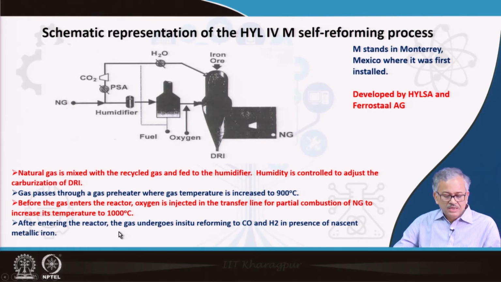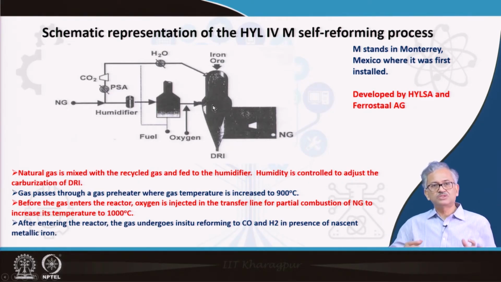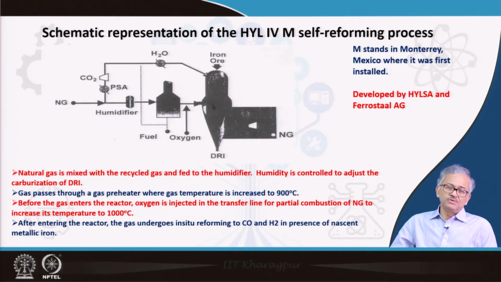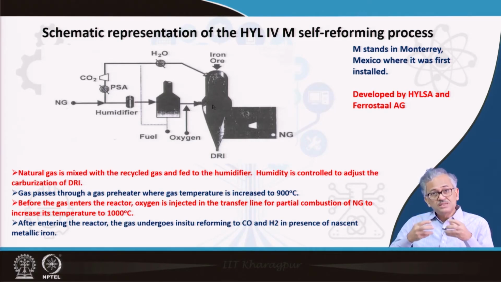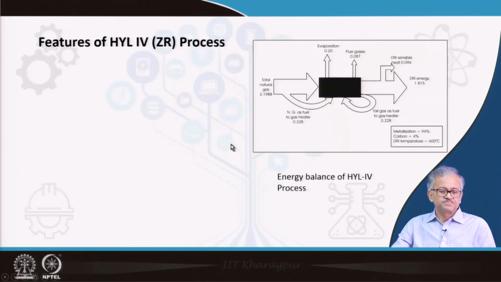After entering the reactor, the gas undergoes in situ reforming, forming CO2 in presence of nascent metallic iron. That is the thing. What is the catalyst? Actually, in any kind of reformer, steam reformer or CO2 reformer, you require some kind of catalyst. Otherwise, the reforming process is not a fast process. Okay, you require a catalyst, and a nickel catalyst was there evidently in that case. Here, in in situ reforming, it is the nascent iron that is produced that acts as a catalyst. So that basically helps in this reforming process.